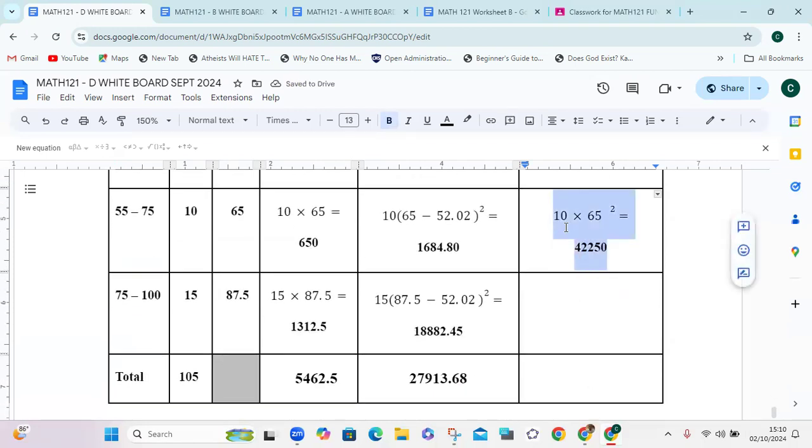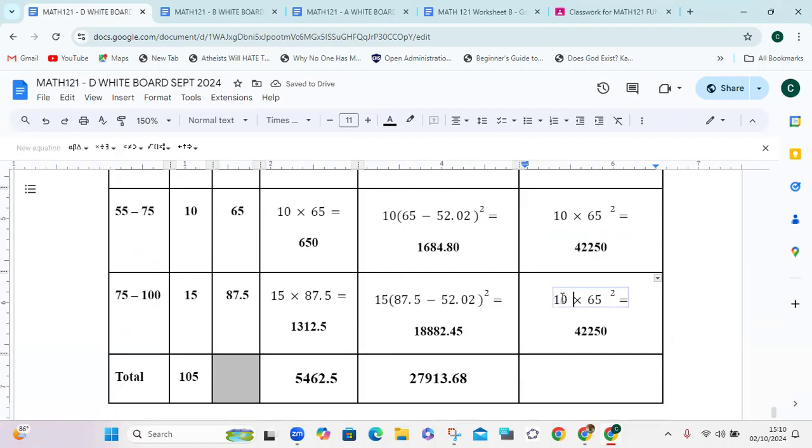And the final fx squared, that will be 15, because as you can see, 15 is the final f, and the final x is 87.5. So it's 15 times 87.5 squared. So, 114,843.75. So now we have found all the fx squareds.